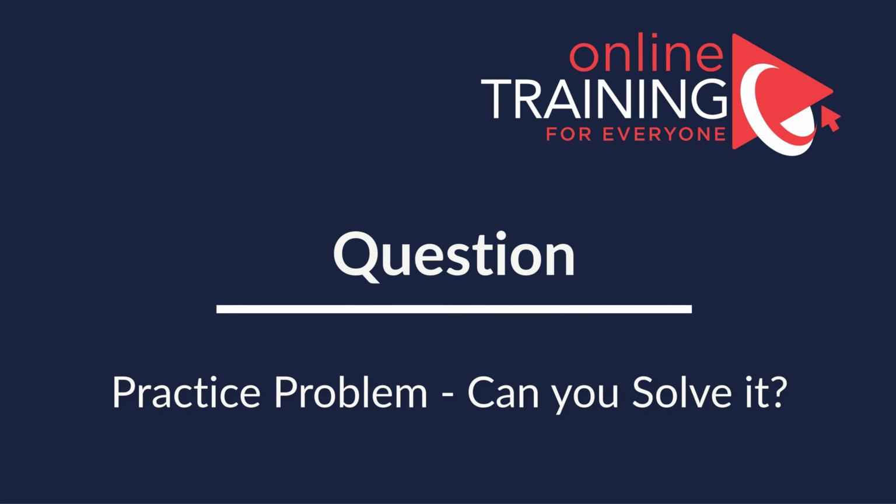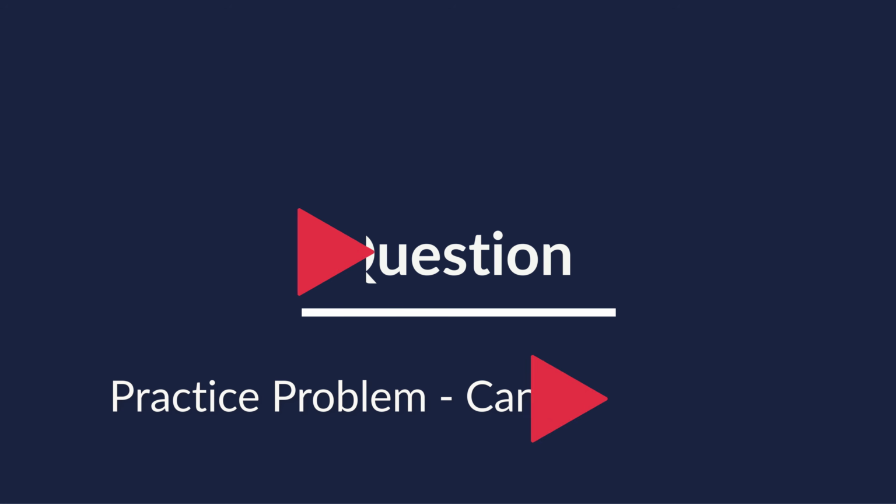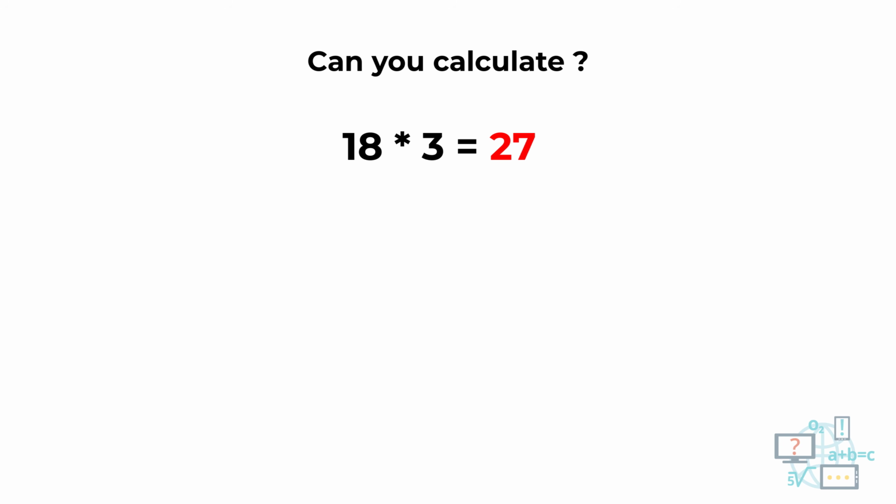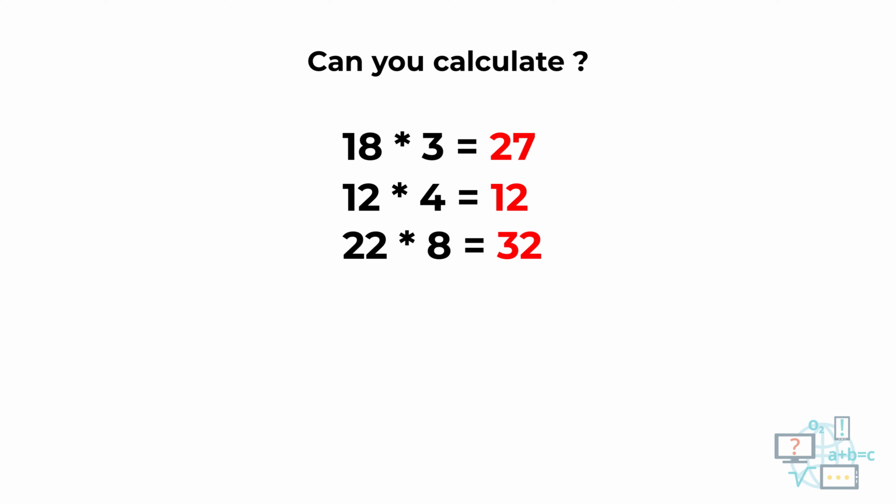And here is the practice question for you. You're presented with 3 full expressions, and you need to calculate missing number in the 4th expression. Here are 3 full expressions. 18 by 3 equals 27. 12 by 4 equals 12. 22 by 8 equals 32. And you need to calculate the result of 12 multiplied by 9.